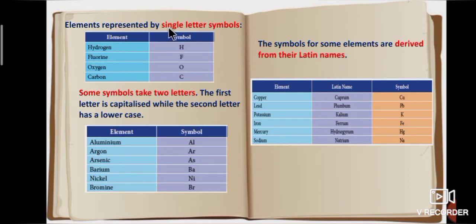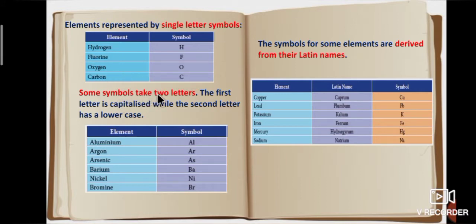Elements represented by single letter symbols. Hydrogen, fluorine, oxygen, and carbon are the elements represented by a single letter. Hydrogen is represented by capital H, fluorine capital F, oxygen capital O, carbon capital C.